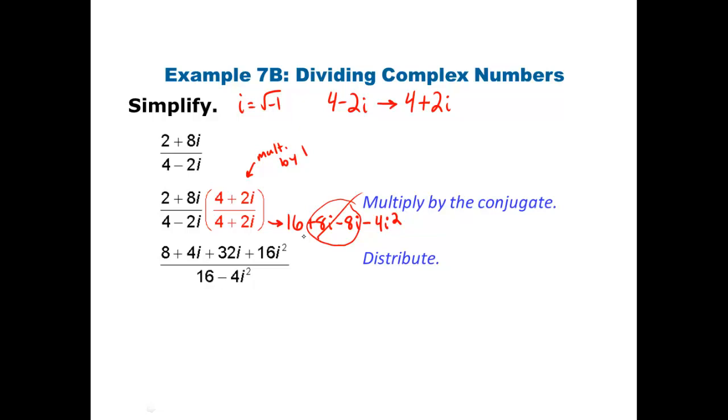All right, now we're going to simplify our i squareds, which we know are -1. Okay, so the 4i and 32i gave us 36i. 8 minus 16 gave us -8. 16 plus 4 gave us 20. And then what we can do is separate our denominator again, and then simplify.